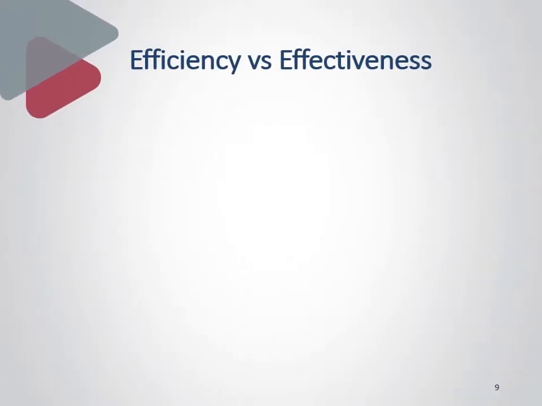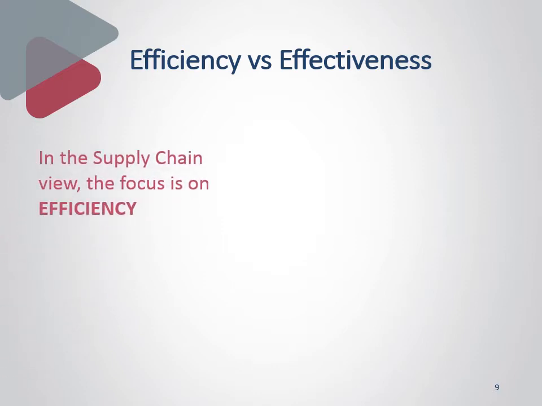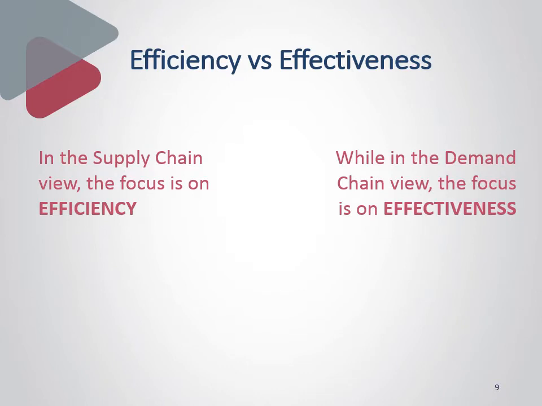Efficiency versus effectiveness. In today's world, competition has shifted from individual firms to whole supply chains. In the supply chain view, firms focus on efficiency. This means that they want to produce more products in less time and at low cost. On the other hand, in the demand perspective, the focus is on effectiveness, which means firms want to work on satisfying consumer needs and also on building good relationships with them.